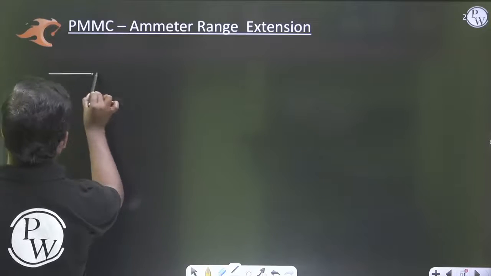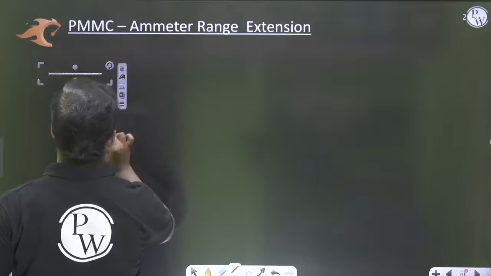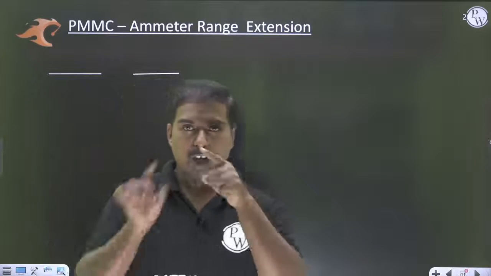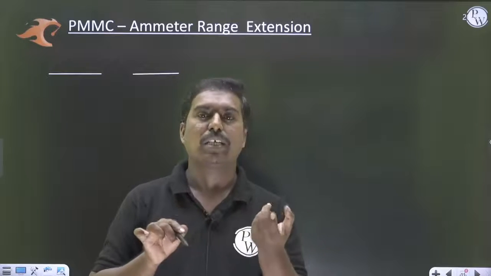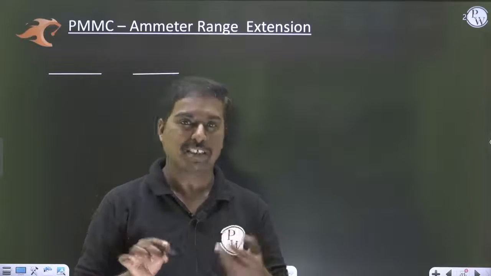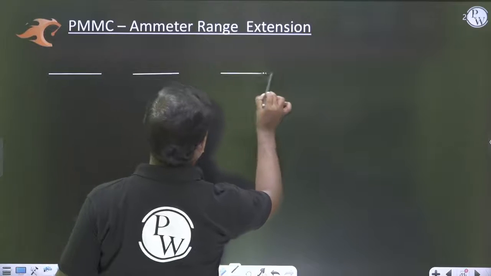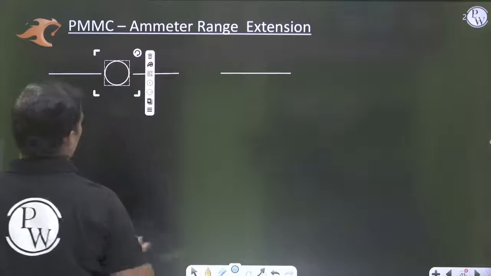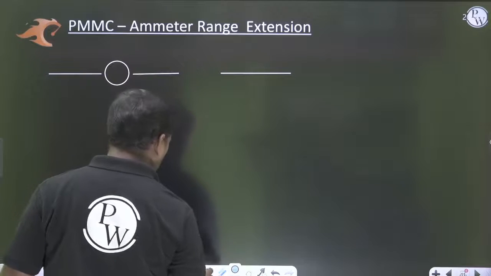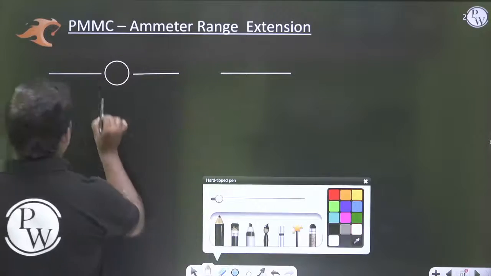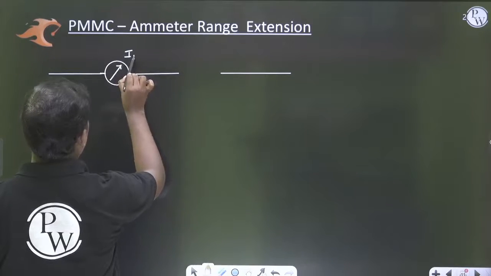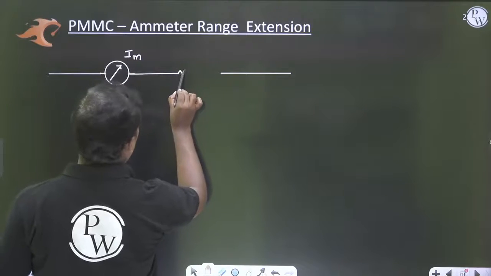So if you see, this is the PMMC diagram. This is the ammeter, and every meter has internal copper winding. This copper winding is made of metal, so it has length and width, so it has some resistance. So this is the resistance. Okay, so now the point here is what I want to say. So this is the current Im, and this is the meter resistance Rm.